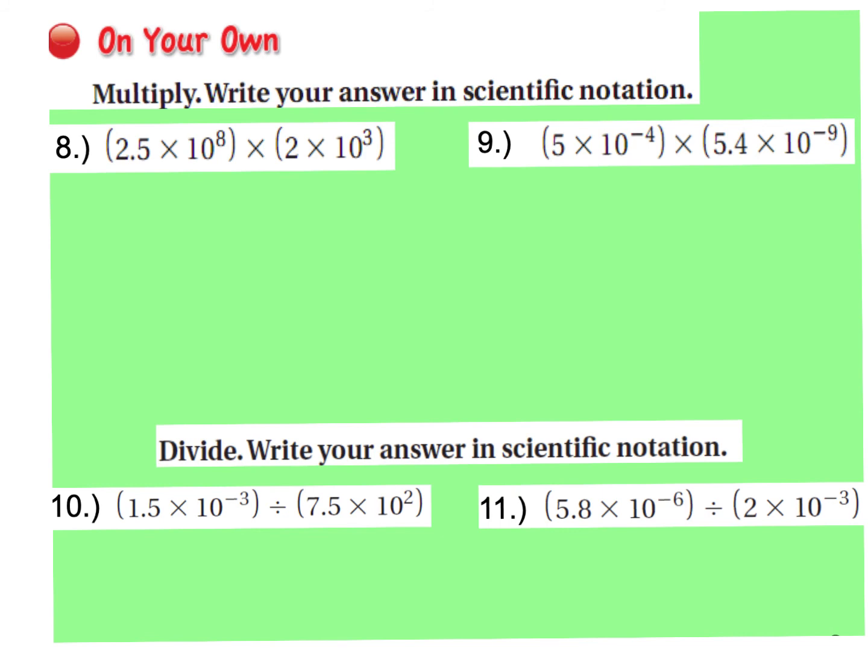So here are 2 multiplication problems, 2 division problems. Please go ahead and pause the video and try these, and then come back and see how you did.